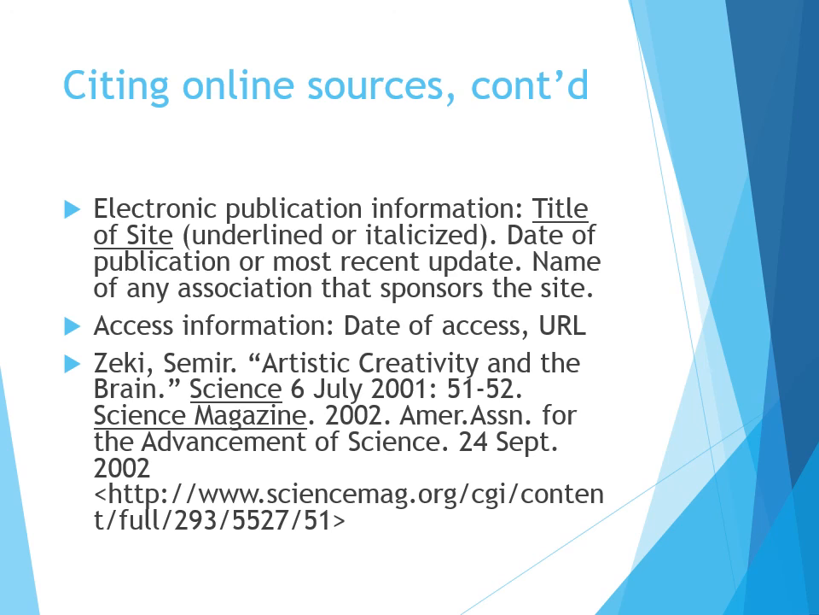The electronic publication information you want to provide is the title of the site. What is the larger website on which this individual page is found? That would be underlined or italicized because, again, it's the longer work. You'd also give the date of publication or the most recent update and the name of any association that might sponsor the site. In terms of access information, you want to provide the date of access and the URL.